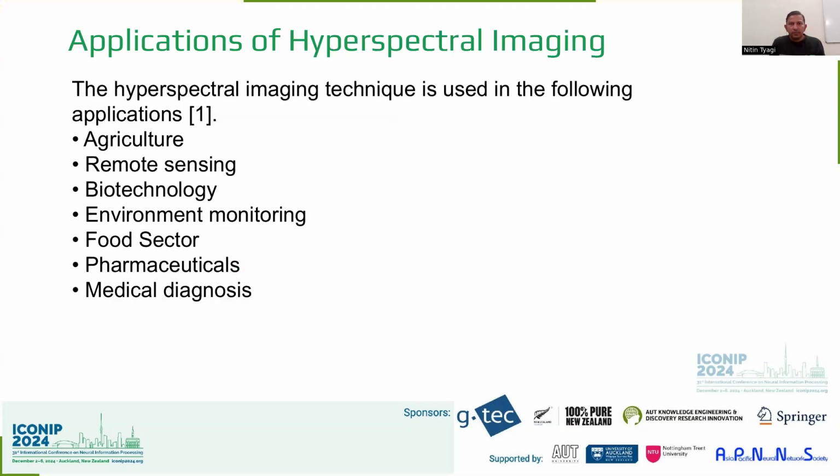Now, the applications of hyperspectral imaging. Hyperspectral imaging is basically used in agriculture, remote sensing, biotechnology, environment monitoring, the food sector, pharmaceuticals, and medical diagnosis. In agriculture, basically it is used for the varietal classification of seeds and identification of any kind of disease in foods and leaves.